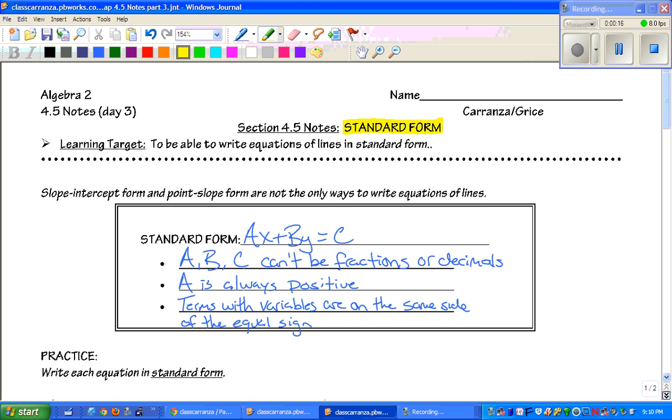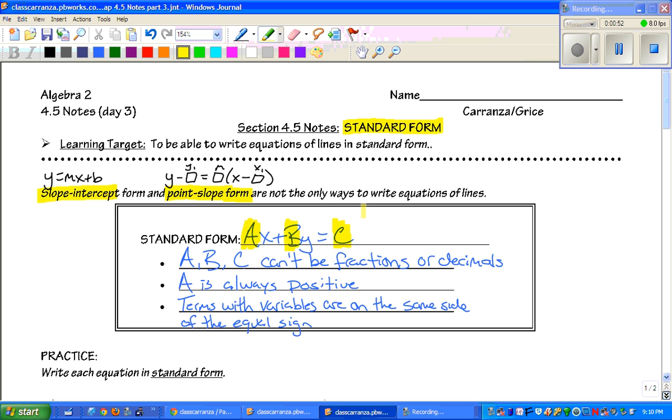So, we've already talked about slope-intercept form, which is y equals mx plus b. We've talked about point-slope form, which is y minus your y1 equals the slope times x minus your x1. Remember y1, the slope, x1, we've talked about those. But now we're going to talk about standard form. Okay? Standard form is ax plus by equals c.